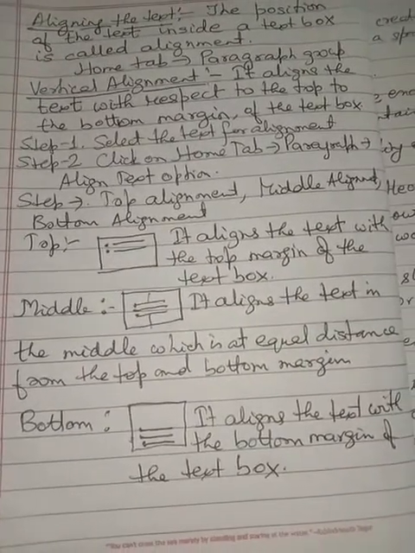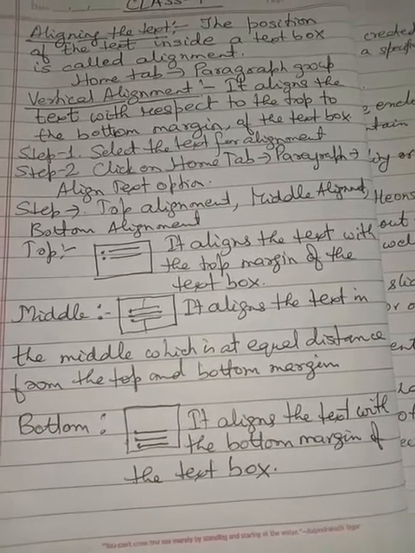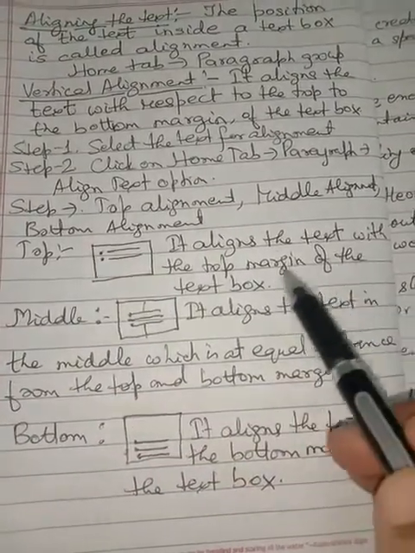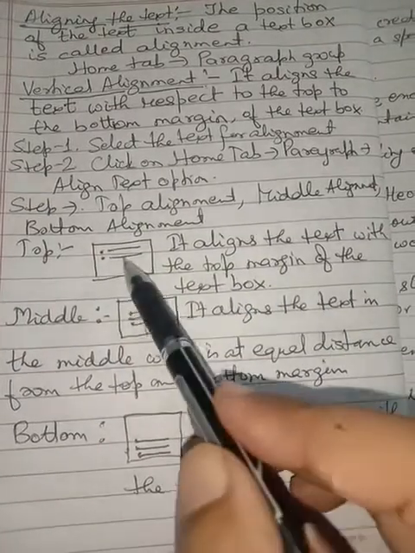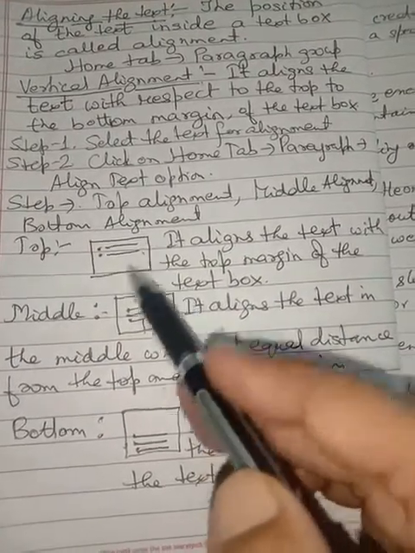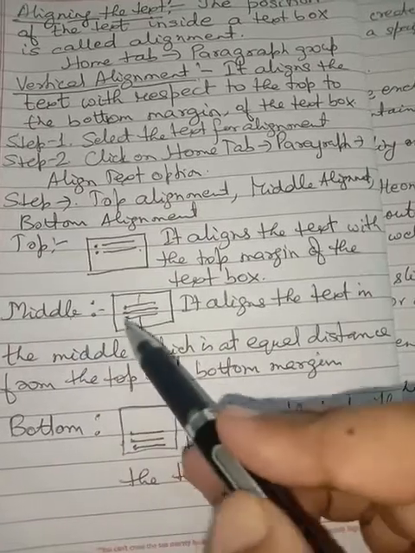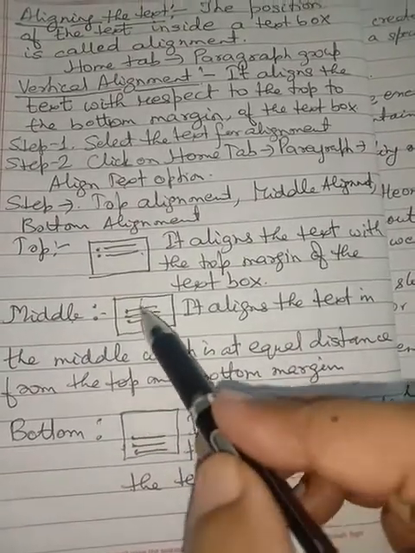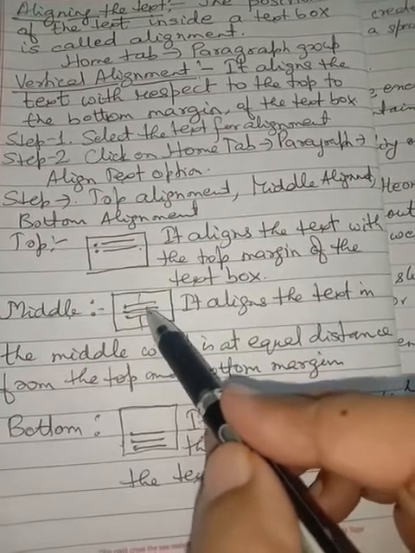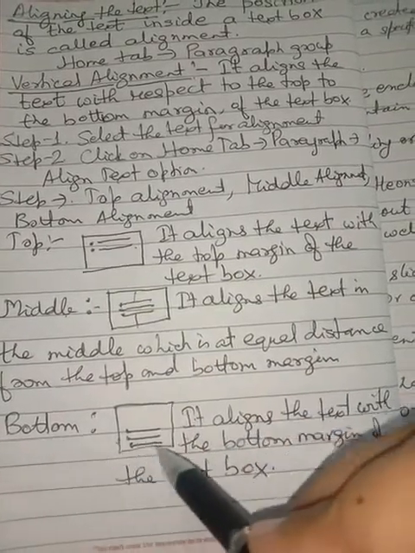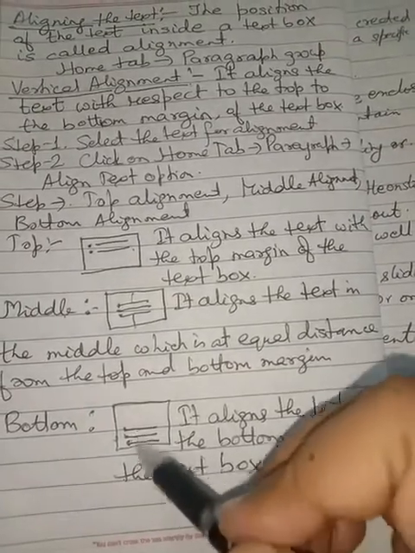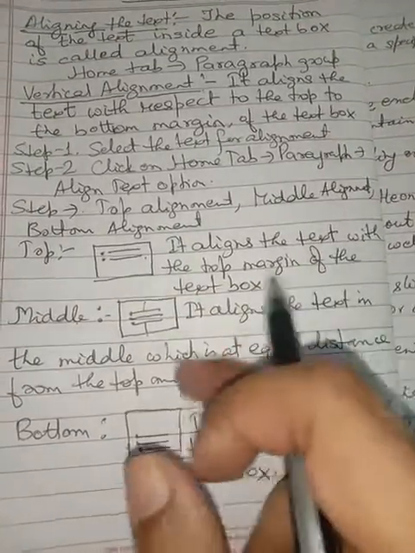So these are the three types of vertical alignment that we have. The first is the top alignment. It aligns the text with the top margin of the text box. This is the icon of top alignment. Next is the middle alignment. This is the icon of middle alignment. It aligns the text in the middle, which is at equal distance from the top and the bottom margin. Next is the bottom. It aligns the text with the bottom margin of the text box. So this is the vertical alignment.